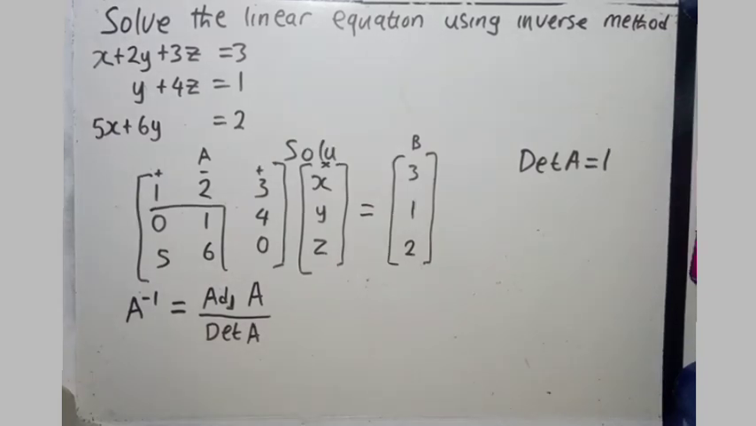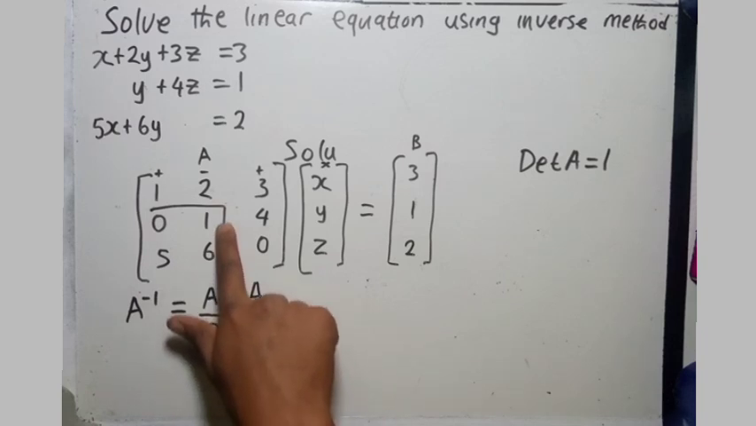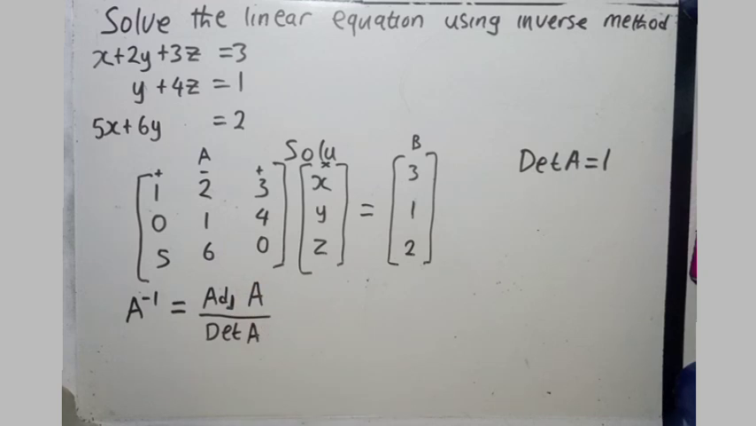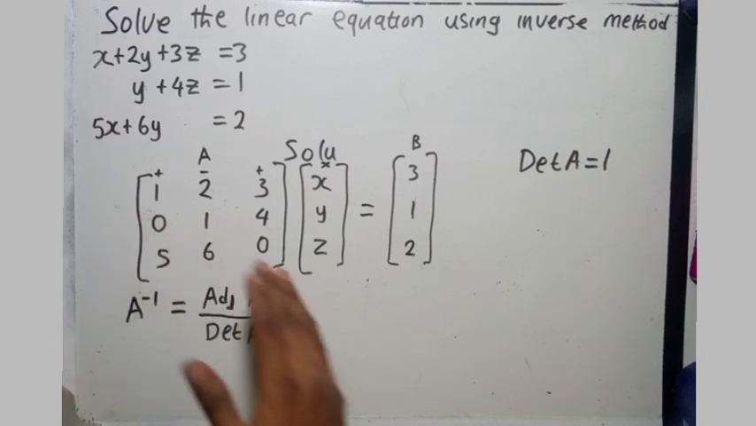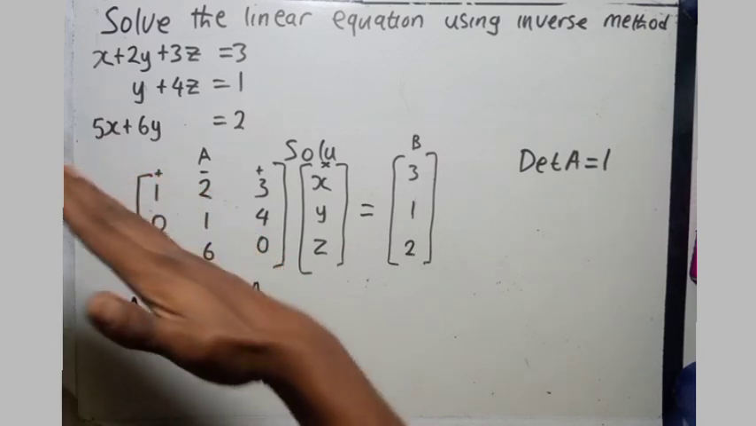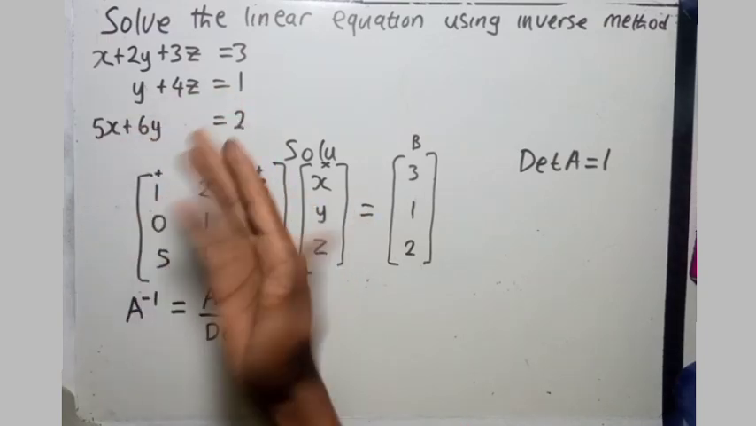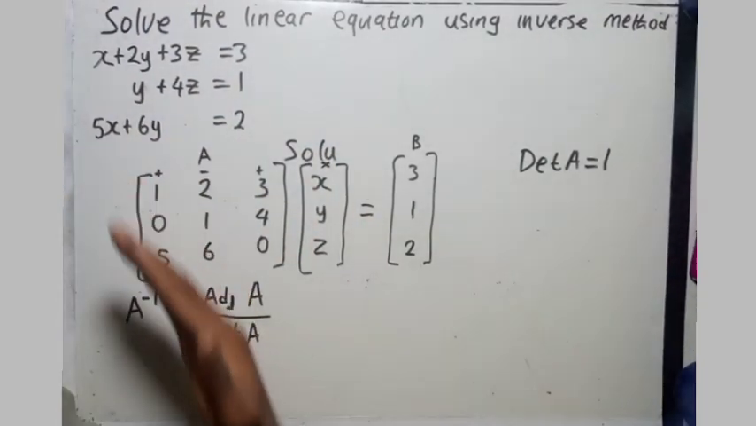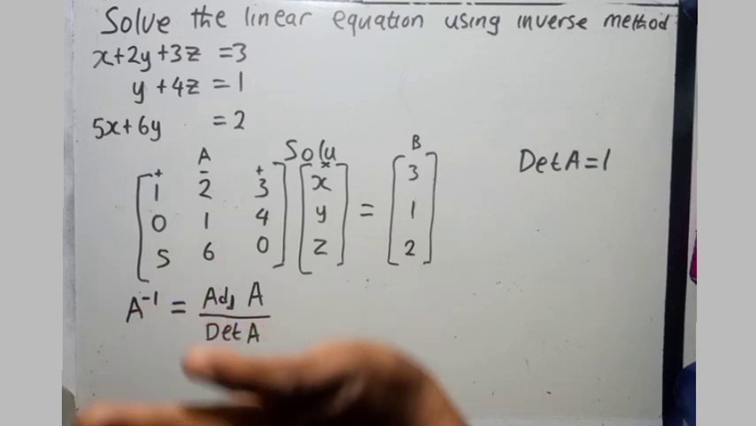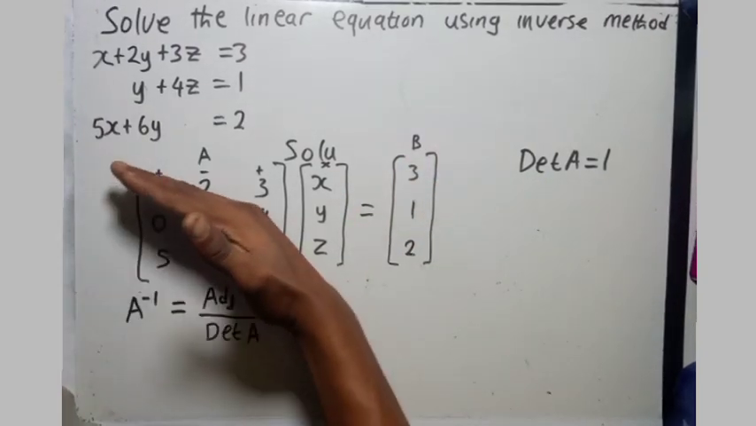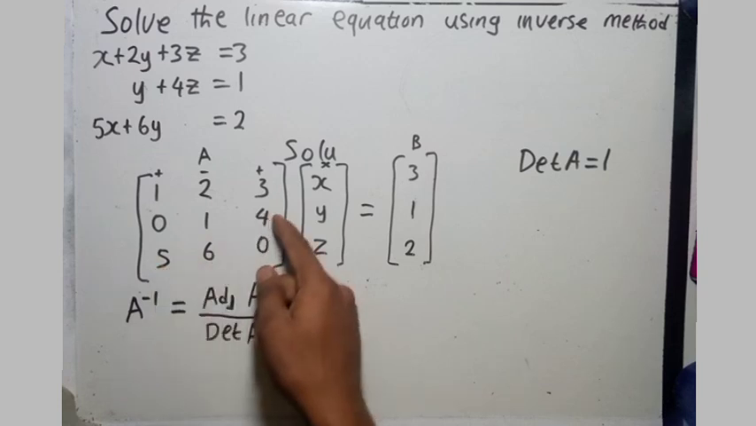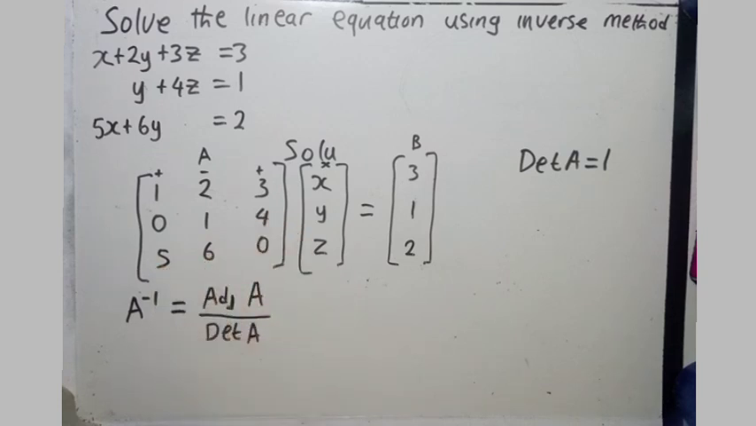Now let's find the adjoint of our A matrix. The adjoint of our A matrix is a bit tricky for 3 by 3, but it's actually easy. For you to get your adjoint, you first of all find the transpose of your matrix, which is just knowing your main diagonal and swapping the other values. Keeping your main diagonal in the same place but swapping the rest. So if this is your main diagonal, this will swap with this, will swap with this, will swap with this. So that's for your transpose.